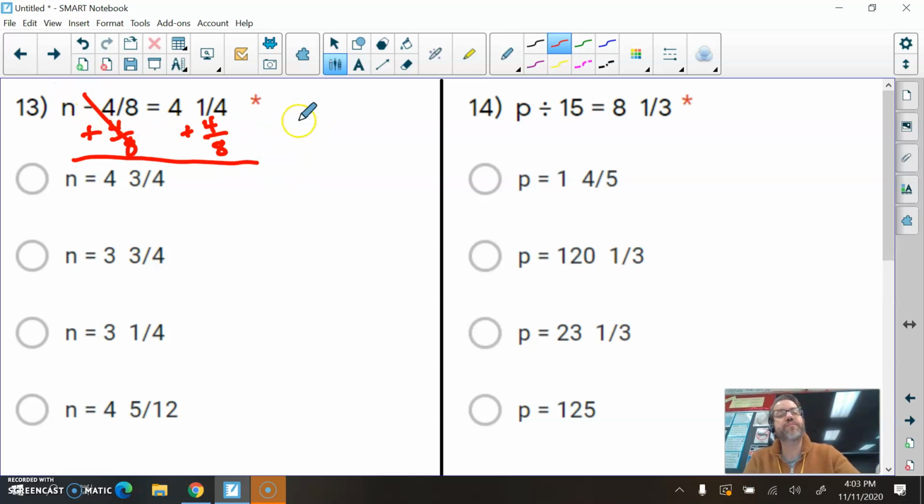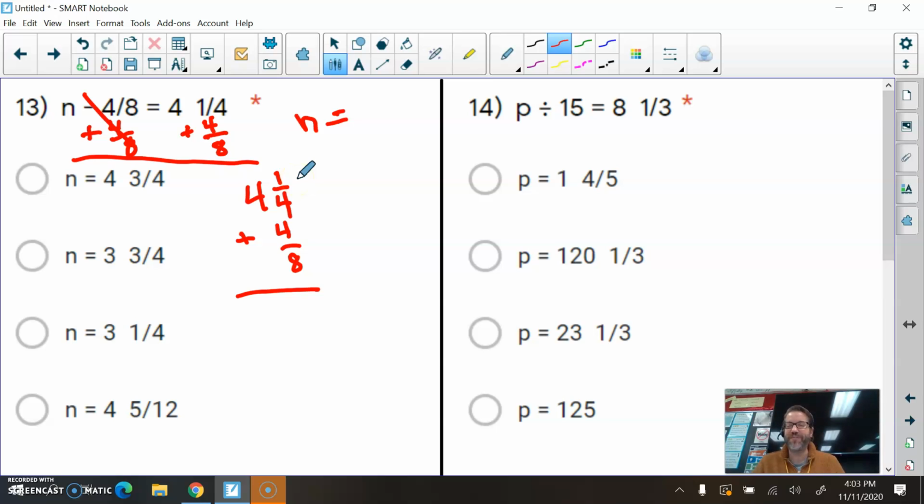N is by itself. What will N equal? Well, we need to add 4 1/4 plus 4/8. Some of you might be thinking, hey, couldn't I reduce this and rewrite this as 2/4? Then I'd have my common denominator of 4, wouldn't I? Yes, you can. That would be the easiest way to do it. But a lot of you might just be used to the regular way we've been doing these. And so what you can do is take the 1/4 and rewrite it out of 8 by multiplying its numerator and its denominator by 2.